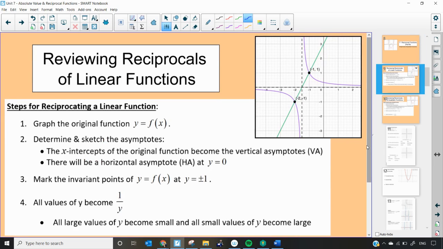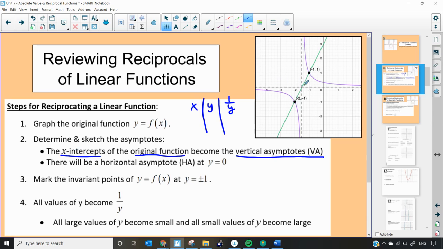So when we were reciprocating a linear function, the first thing we did was graph our original function. Now in the last lesson, we did that by making a table of values. And when we made our table of values, we had our x, we had our y, and then when we took the reciprocal, that affects our y values, so it became 1 over y. Now when we did that, we discovered some asymptotes. So the x-intercepts of our original function became our vertical asymptotes for the reciprocal function.